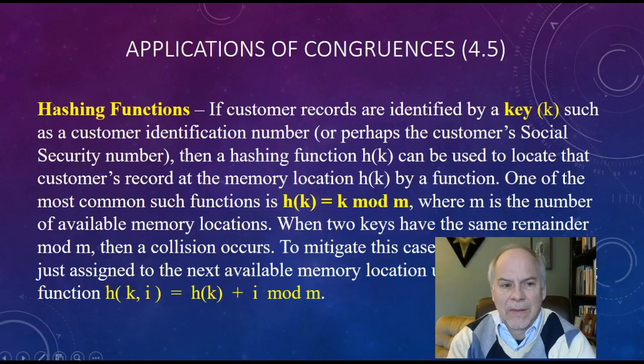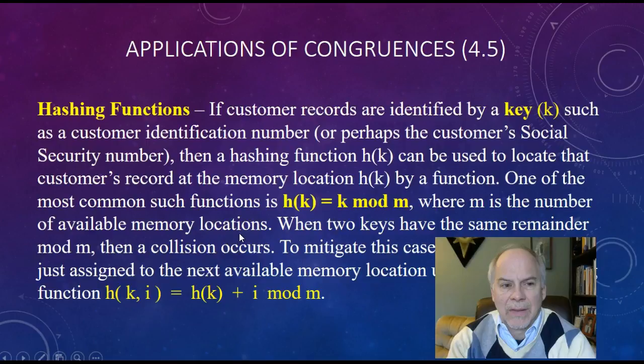A few applications of congruences are given in section 4.5. They are kind of interesting. If customer records are identified by some key K, such as a customer identification number, let's say every customer has an identification number, and that's called the key, or maybe it's the customer social security number, whatever, then a hashing function h of k can be used to locate that customer's records at the memory location h of k. So in other words, h of k is just a function used to locate where that customer's records are in the memory of the computer. All right. One of the most common such functions is h of k equals k mod m. So m is the number of available memory locations.